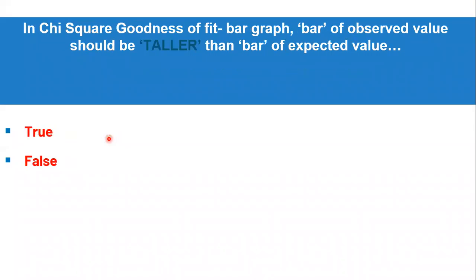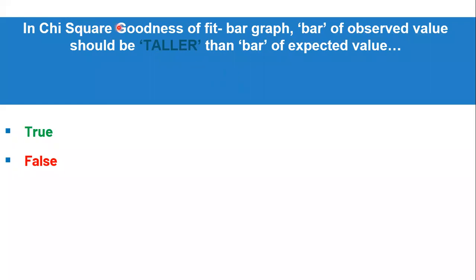Next slide, please. In the second question, in a chi-square goodness of fit bar graph, the bar of observed value should be taller than the bar of expected value. True or false? And the answer is true. In a chi-square goodness of fit bar graph, the bar of observed value should be taller than the bar of expected value.